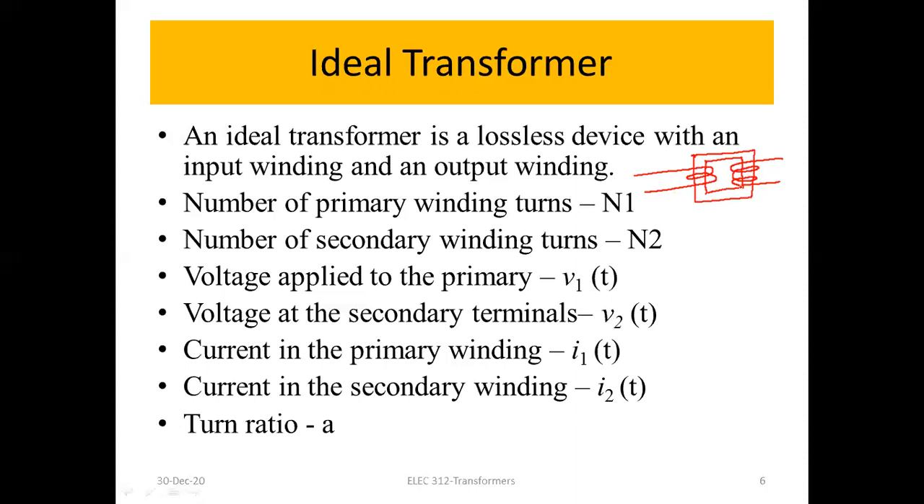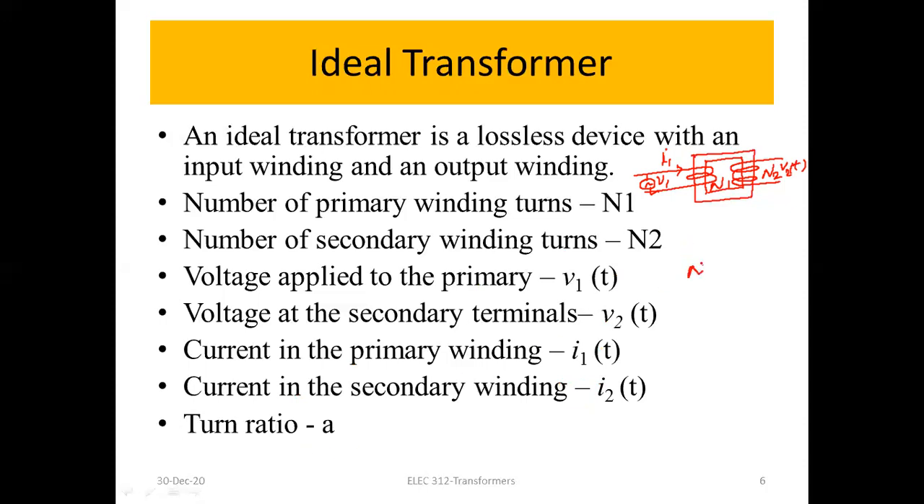Resistance part is 0. Number of primary winding turns is N1. Here number of turns is N2. The voltage applied to the primary is the primary voltage, V1, and the current coming is I1. And here the voltage available is V2. V2(t) I am writing because its value changes with time. It is AC. So current in the primary winding is I1(t) and current in the secondary winding is I2(t).